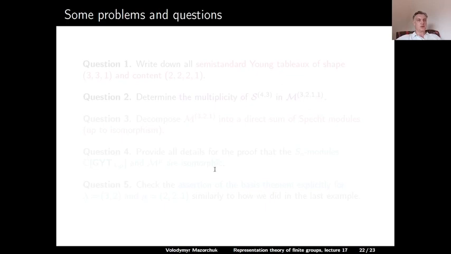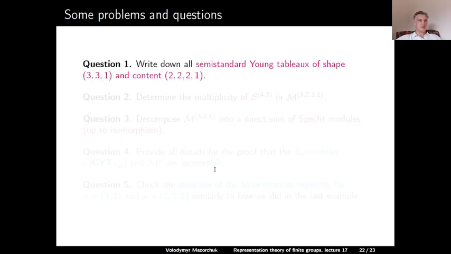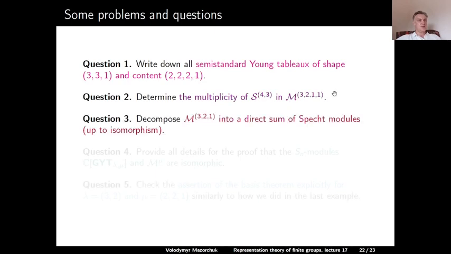So here are some problems and questions. Question 1. Write down all semi-standard Young tableaux of shape 331 and content 2221. Question 2. Determine the multiplicity of S 4,3 in M 3211. Question 3. Decompose M 321 into a direct sum of Specht modules up to isomorphism.